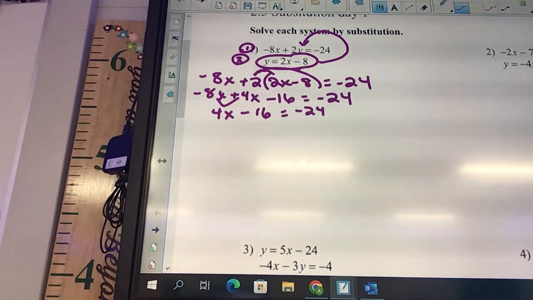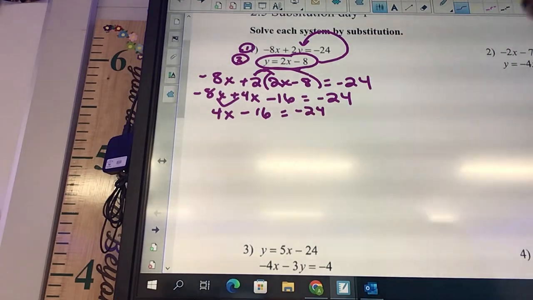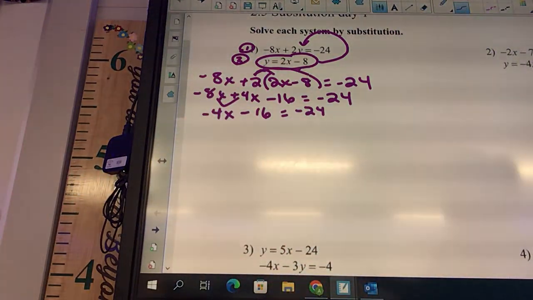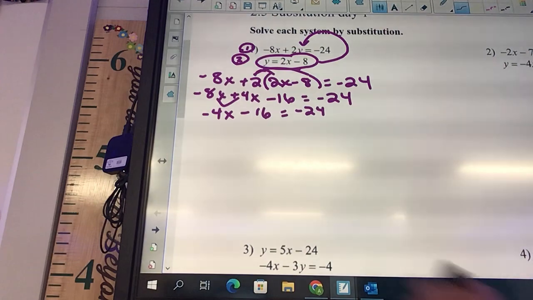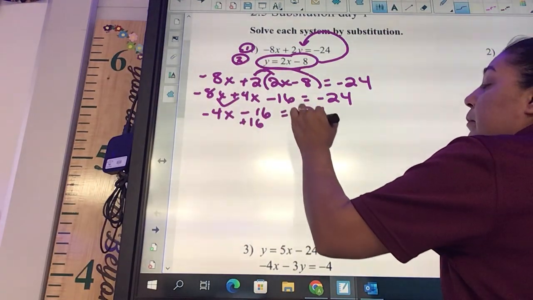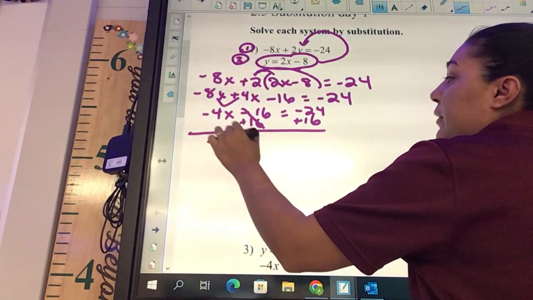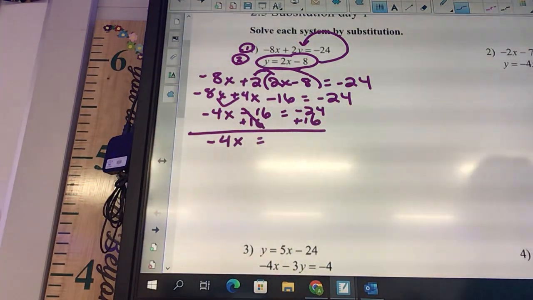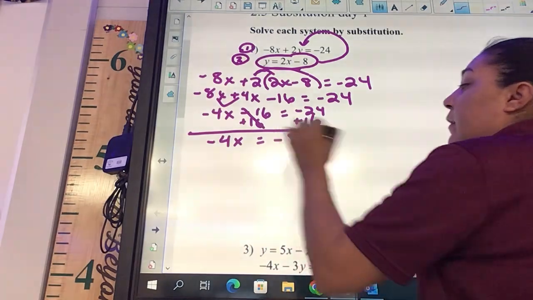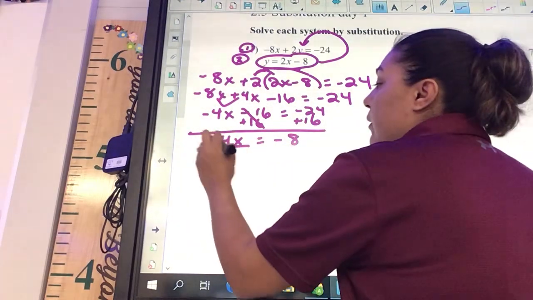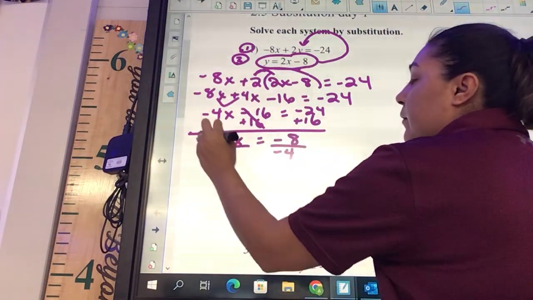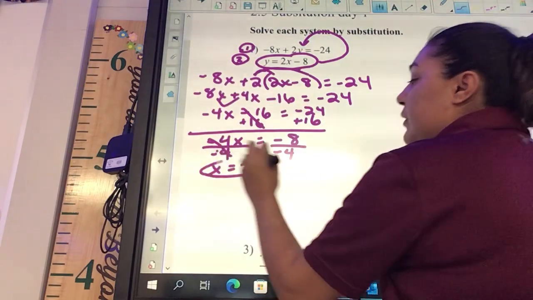Yeah, it'd be negative. Oh, yeah, shoot, my bad. Good eye, Timmy. Plus 16 on each side. Plus 16 on both sides. What is negative 24 plus 16? Negative 8. Okay, and then what? Divide by negative 4. X equals 2. Okay, so we got x equals 2.